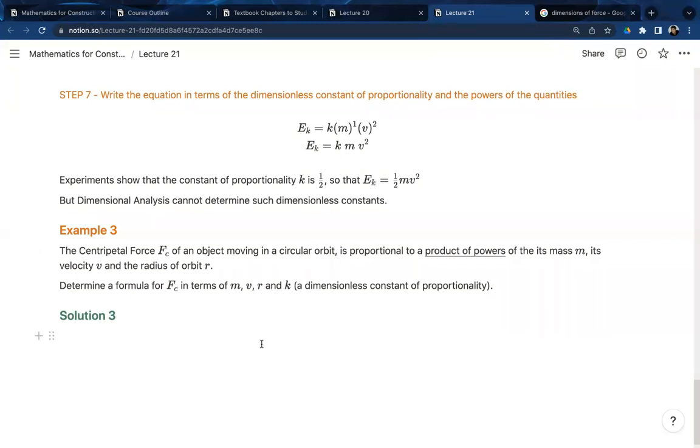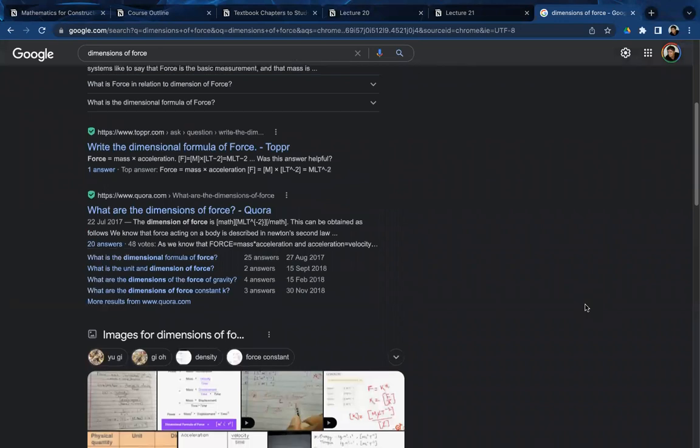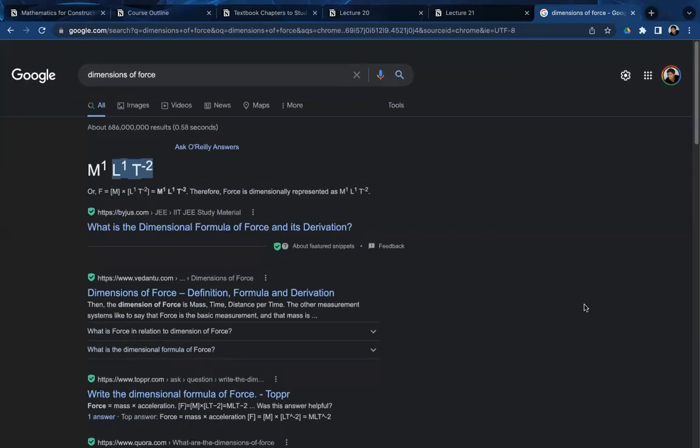But in terms of the base units, 1 Newton is M L T to the minus 2. It's really mass by acceleration. If you remember Newton's laws, force is equal to mass by acceleration. This is acceleration, L T to the minus 2. Right, so you could find these things out.